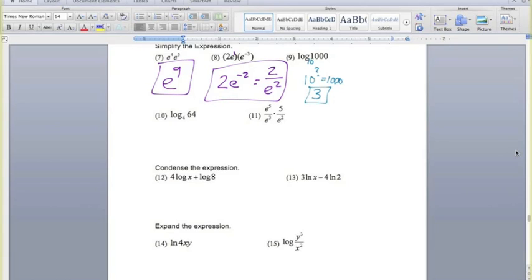Number 10, we can't. It has a base that we can't type into the calculator. So this is asking us, 4 to the what equals 64? 4 times 16. 4 to the power of 3 then is equal to 64.